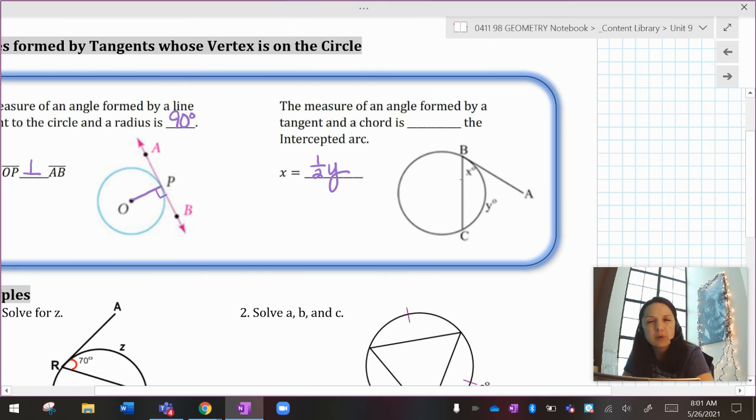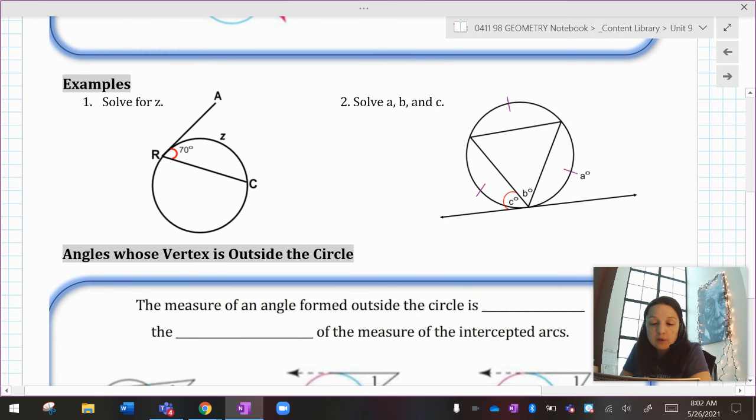And you're thinking, wait, Mrs. Vibber, what's an inscribed angle? That would be like this. The one that touches the edge. This would also be x degrees. Now, you don't need to draw that if you don't want to, but I just wanted to remind you, as an inscribed angle's vertex touches the edge and a tangent and a chord touches the edge, they have the same rule. So the measure of an angle formed by a tangent and a chord is half the intercepted arc.